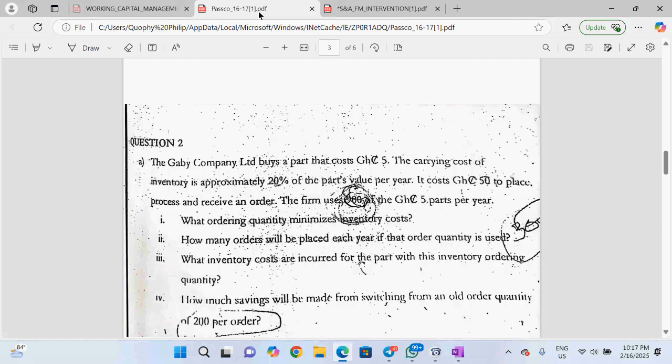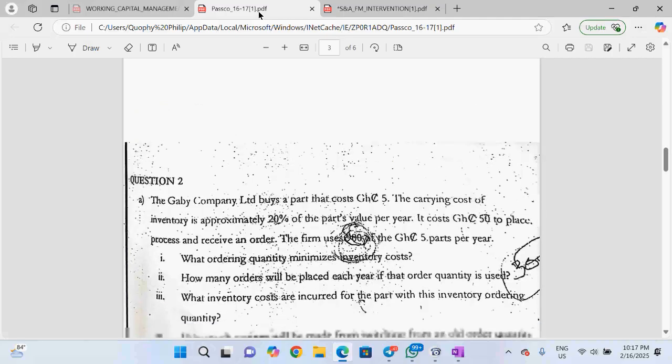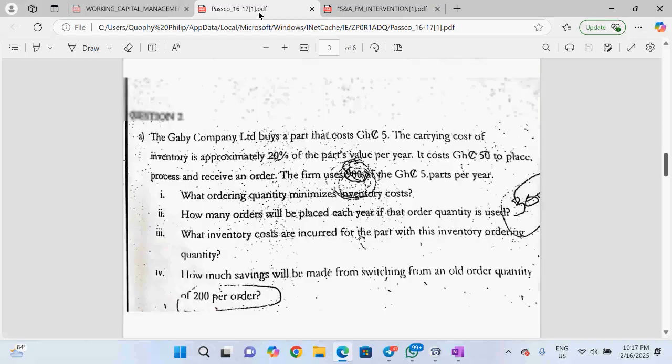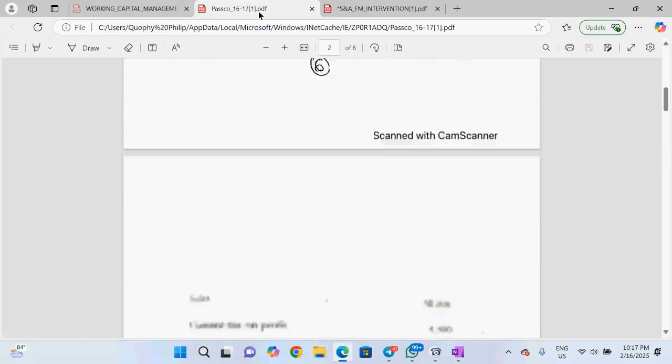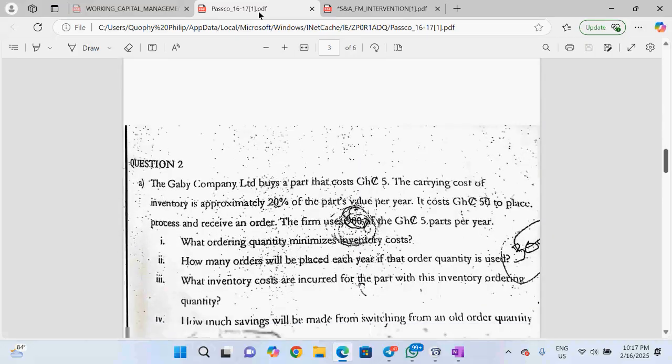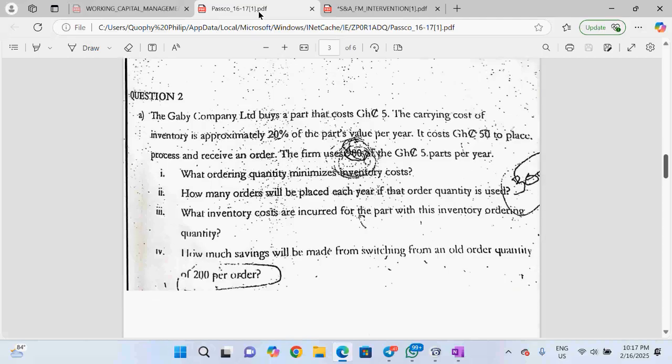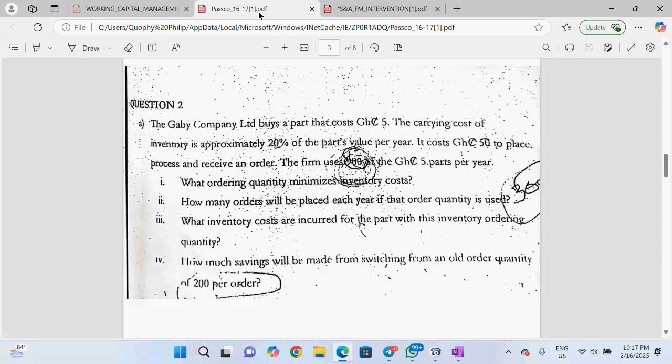Can we try this one? This is a past question. Examiner is Dr. Vera Fadjo. This is similar to what we did. Can we try that one too, to see how it can come? So please read for us.